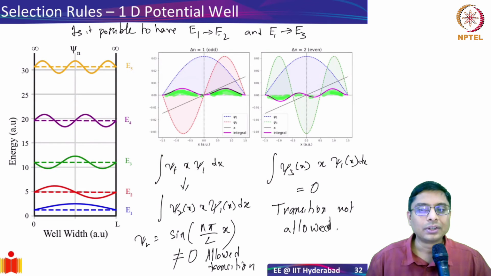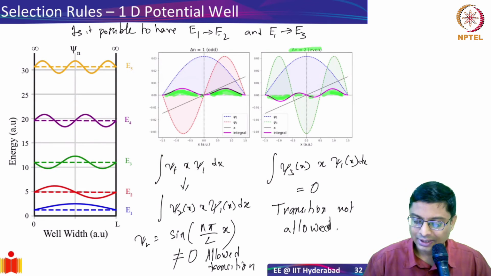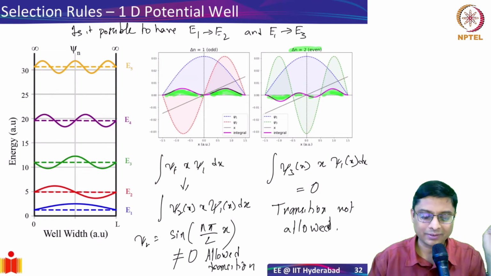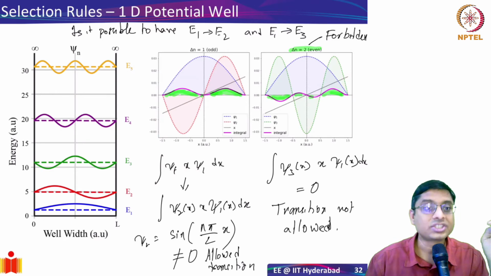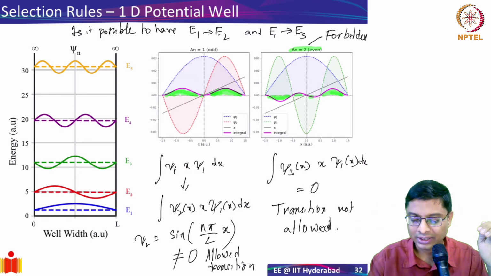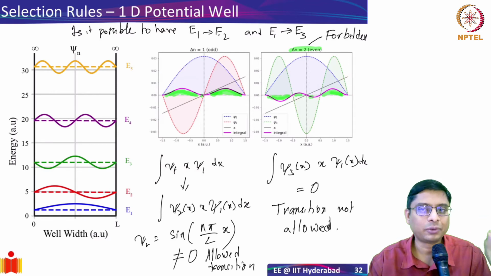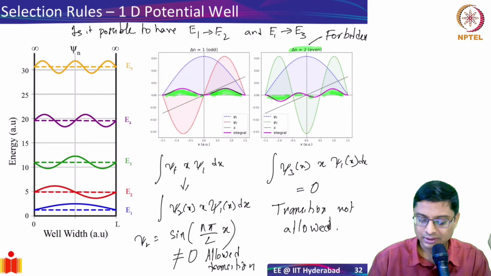So it turns out that for a 1D case, if delta n is even, the transition is forbidden. The change in quantum number from n equal to 1 to n equal to 3 has an even delta n, that is forbidden, and delta n odd is allowed.